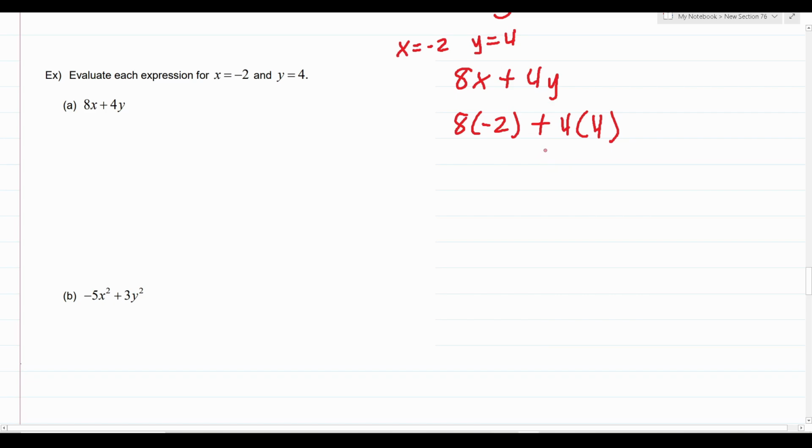Again, there's only a few operations going on here. We have multiplication, notably 8 times -2. We have addition, and then we have multiplication, notably 4 times 4. According to the order of operations, we do multiplication before addition, so let's take care of that. This is 8 times -2, that's going to be -16, plus 4 times 4 is 16. Let's work this out. -16 plus 16 is 0. All right, so that's that one.